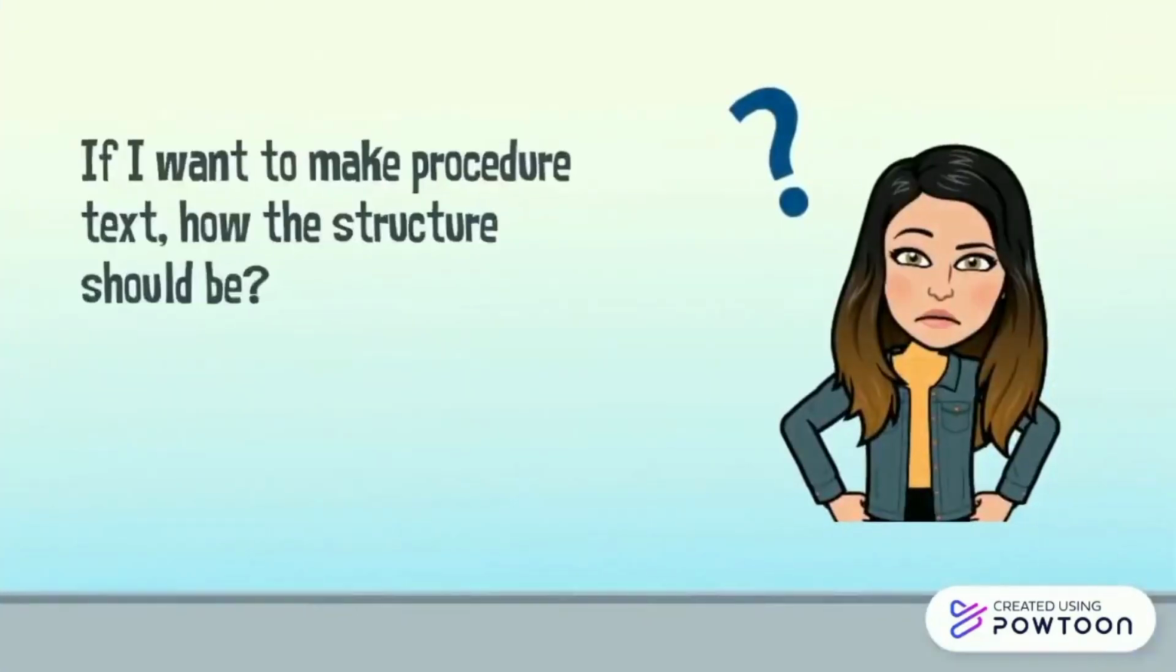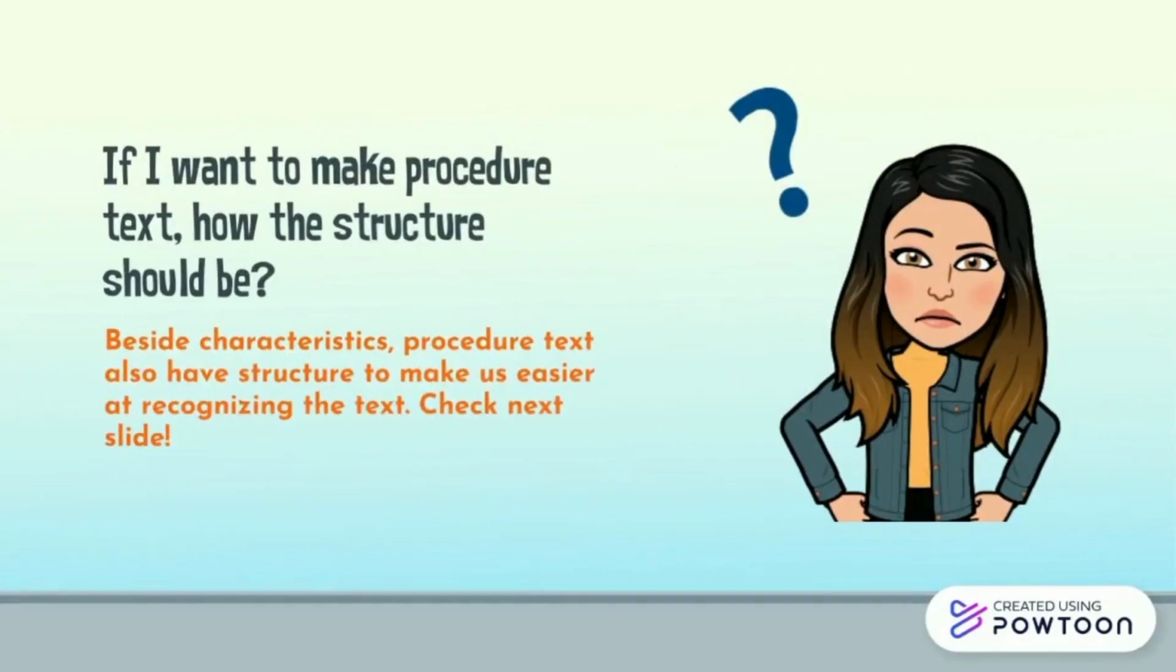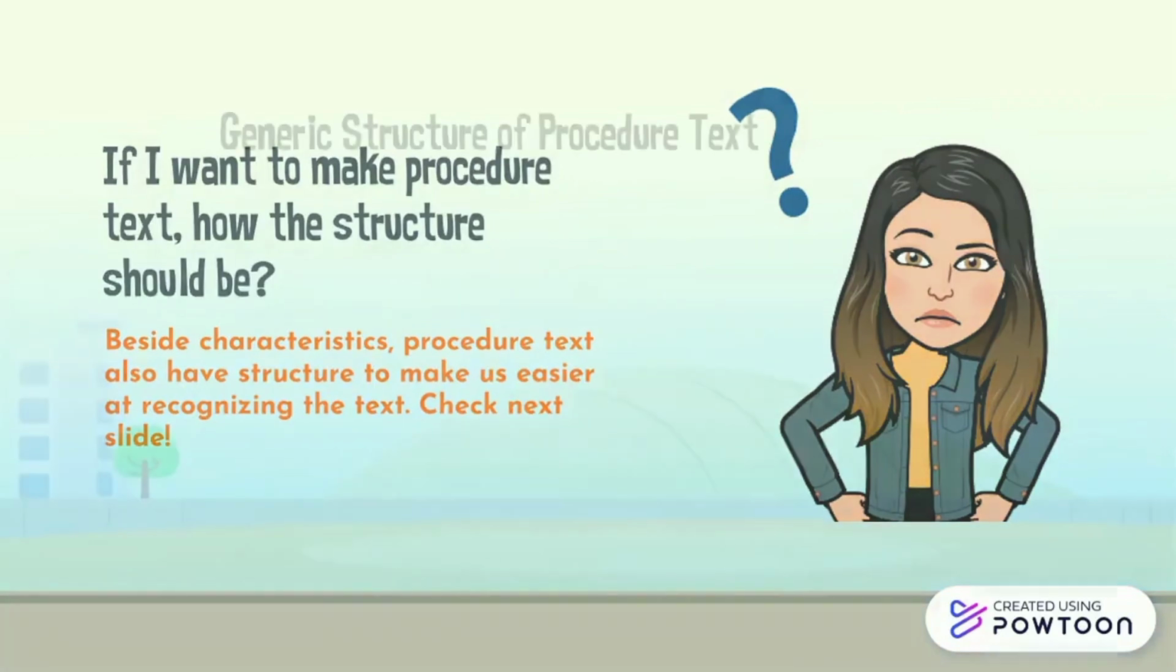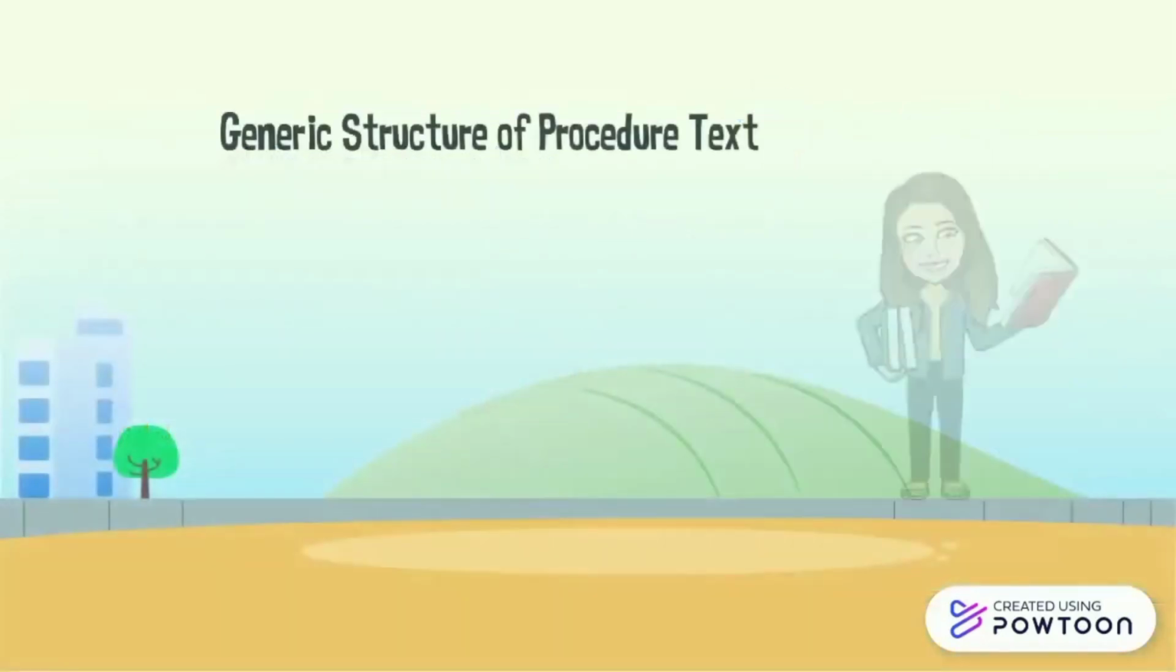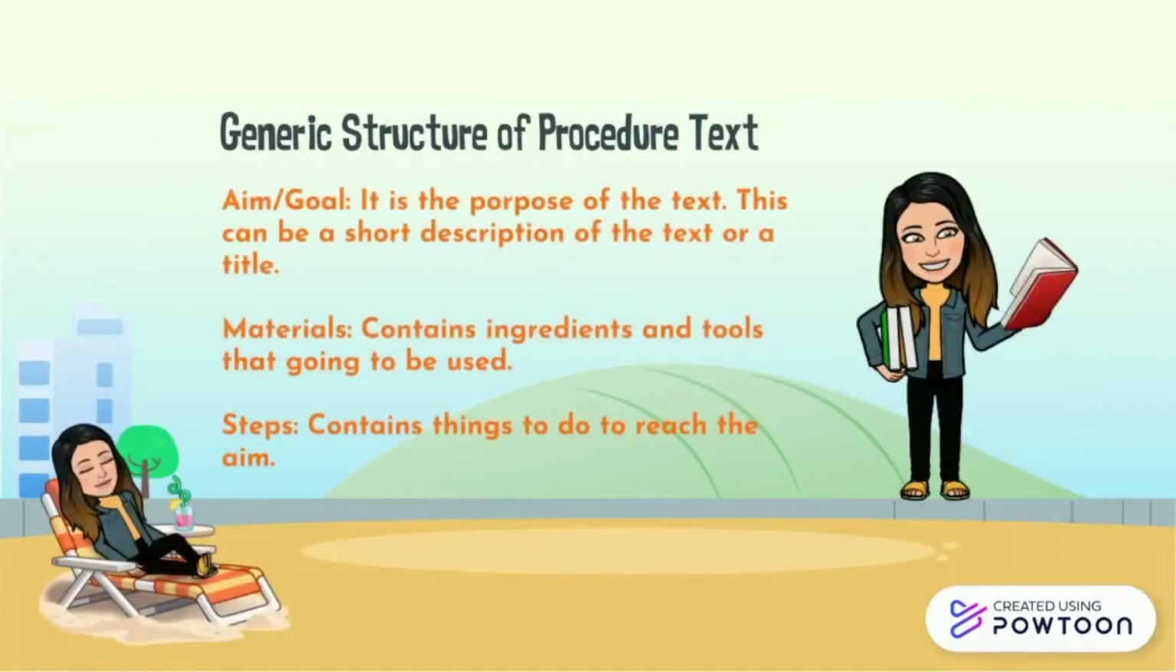If we want to make procedure text, how should the structure be? So in this part, we would like to talk about the structure of procedure text. Besides the characteristics, procedure text also has a structure to make it easier for us to recognize the text. So check the next slide. The generic structure of procedure text is aim or goal.